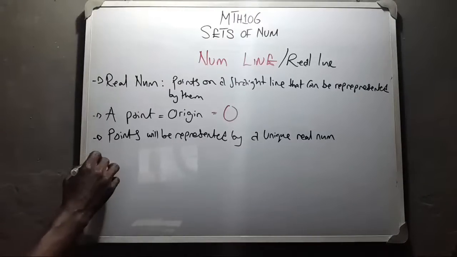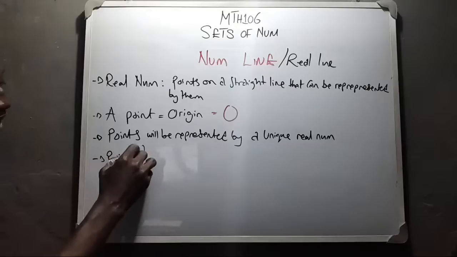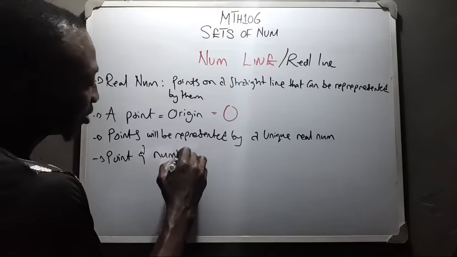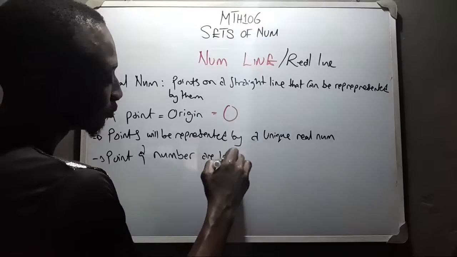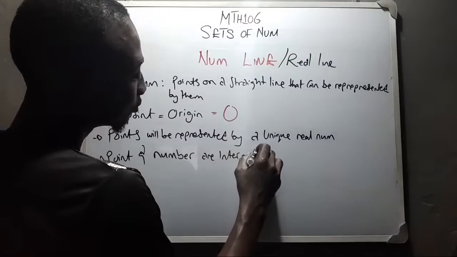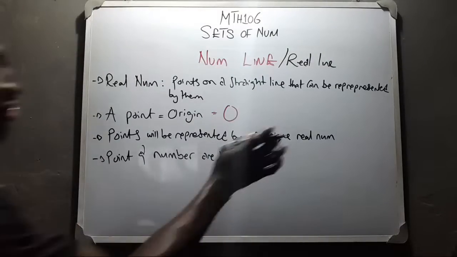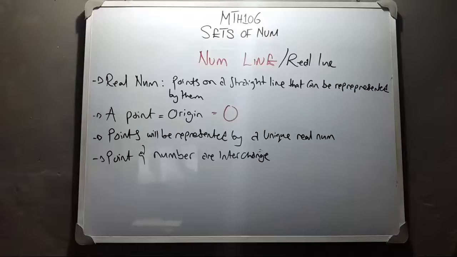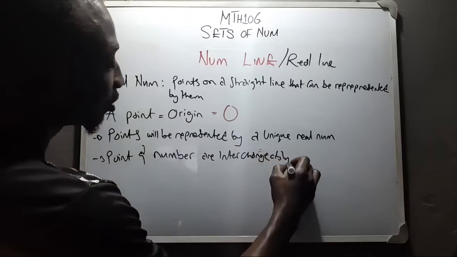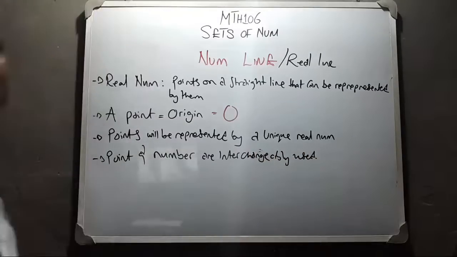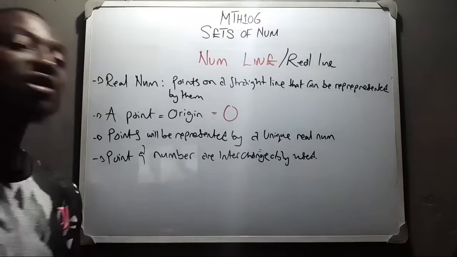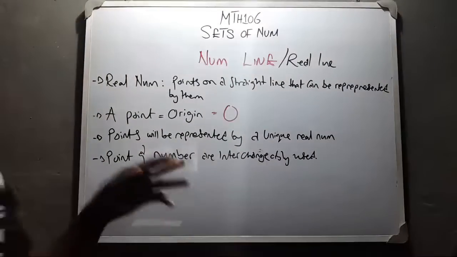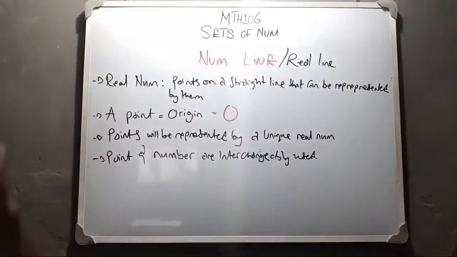Now, points and numbers are used interchangeably. So either you are using points or you are using numbers, you can switch one for the other. Points and numbers are interchangeably used.